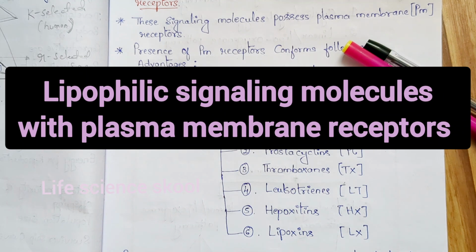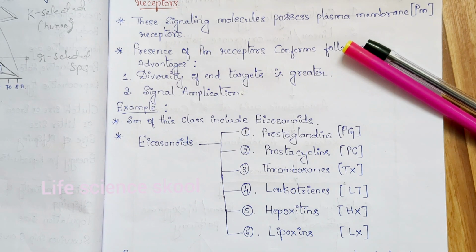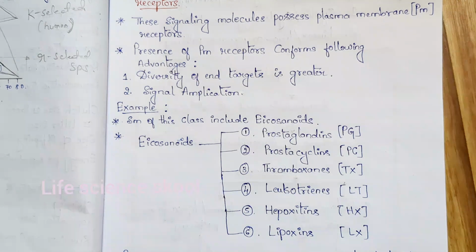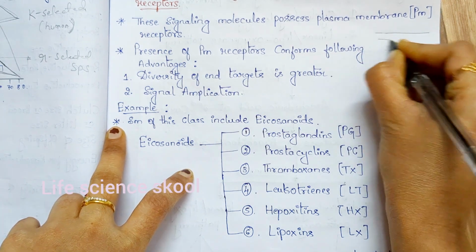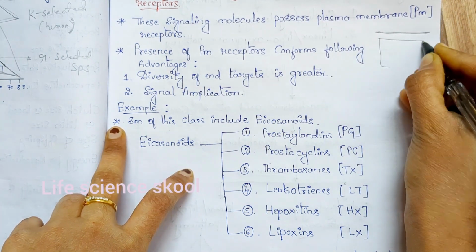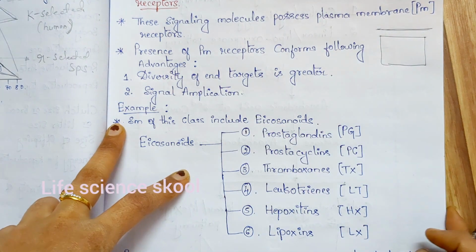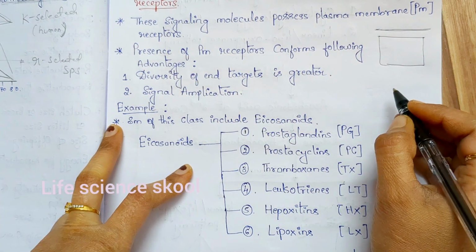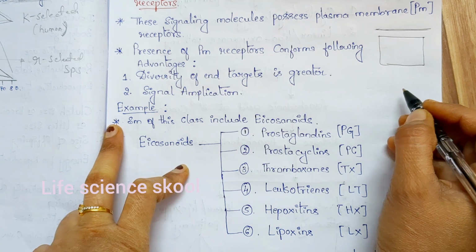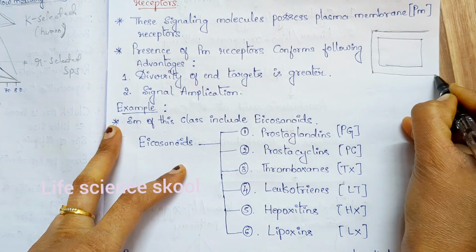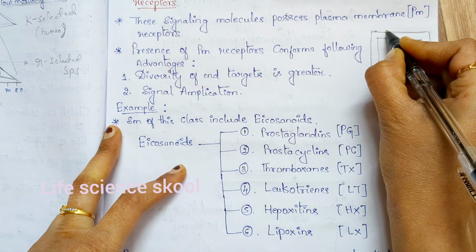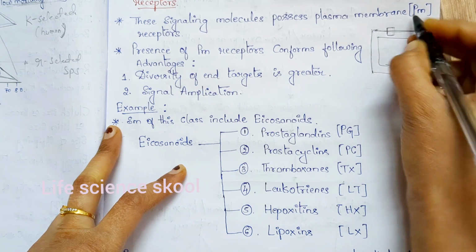Here these signaling molecules possess plasma membrane receptors. It means the receptor will be located on the plasma membrane itself. So think this is the plasma membrane, or think this is the animal cell. I'm hoping you are able to see it. Animal cells have the plasma membrane, right? So think this is the plasma membrane, and on this plasma membrane you can see the receptors.